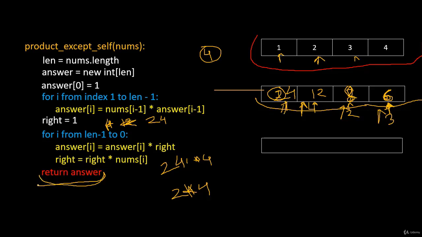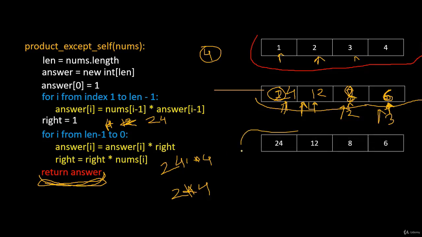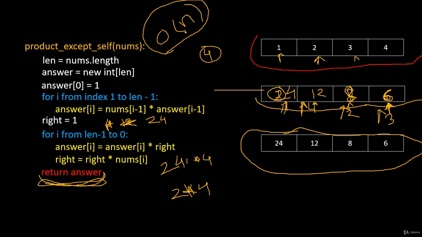Okay, now at the end we need to return the answer array, right? And this is the return array. Okay, and this is my solution to this problem, and it takes O(n) time complexity, where n is the length of the given array, and it also takes O(n) space complexity, where n is the length of the given array.